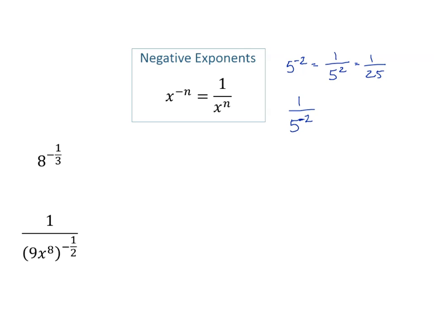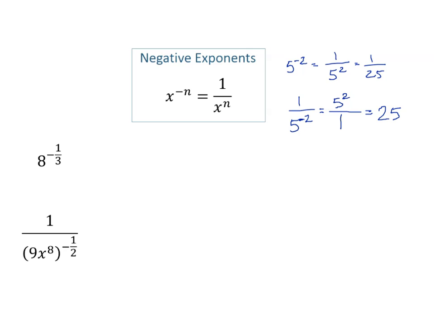Like, what if it's already on the bottom? Well, it still means reciprocal. A simple way to think of the reciprocal is that you would flip it. So that means that if I have 1 over 5 to the negative 2, I would take the reciprocal and get this. So when you see negative exponents, it just means that you're taking the reciprocal.